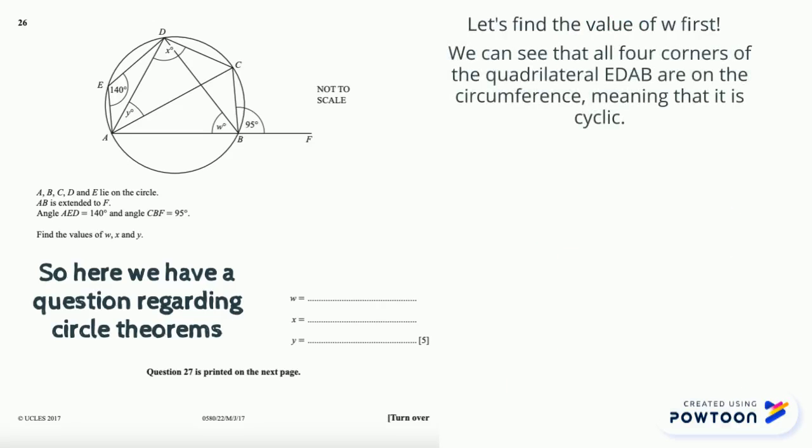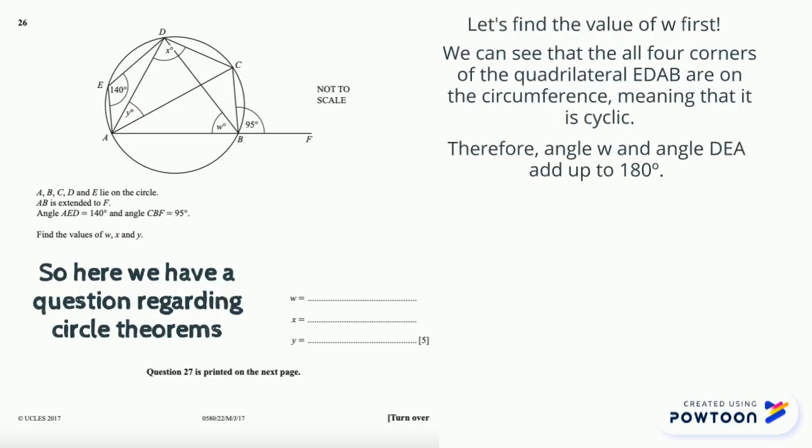We can see that all four corners of the quadrilateral EDAB are on the circumference, meaning that it is cyclic. Therefore, angle W and angle DEA add up to 180 degrees. So, angle W is 180 degrees minus 140 degrees, which is 40 degrees.